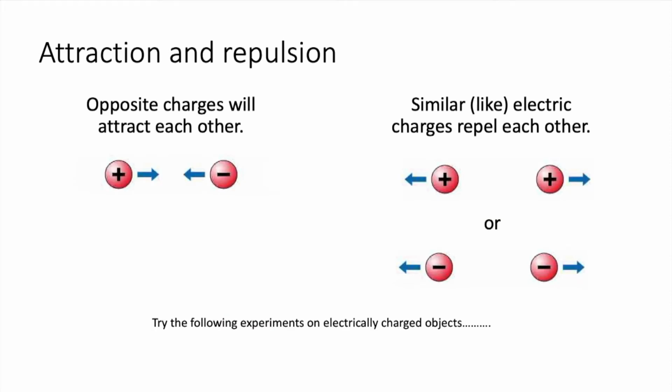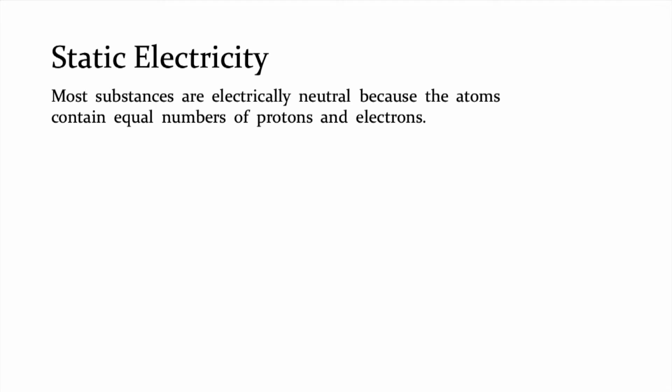Like charges will repel each other and opposites will attract. So on the left there, we've got a positive and a negative charge. They're attracting each other. Two positive charges will repel. Two negative charges will repel. Now, most substances are electrically neutral, not because they've got no charge, it's because their atoms contain equal numbers of positive protons and negative electrons.